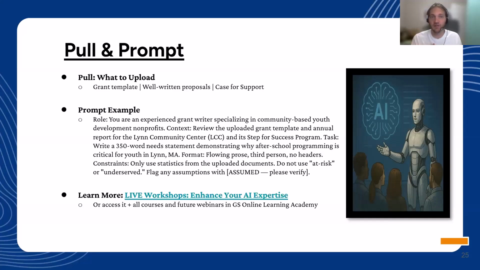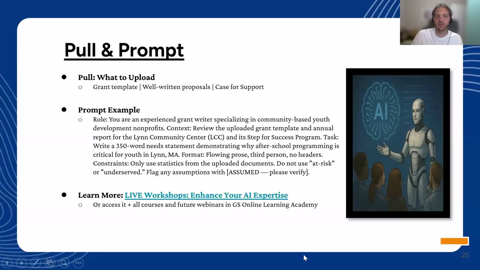To talk a little bit more about the pull and prompt, so what to upload: you can upload a grant template, a well-written proposal, or a case for support. And then this is a prompt example, and we're going to actually look at this one. You are going to get these examples that you can review, but basically this prompt is going to assign a role as an experienced grant writer, some context, so review the uploaded grant template, gives a task, write a 350-word need statement, format, we want it in flowing prose, third person, and then constraints. Only use statistics from the uploaded documents, and do not use certain language like at risk or underserved.